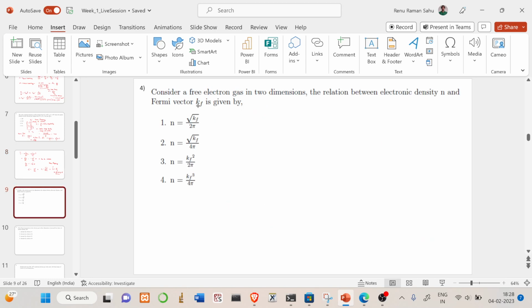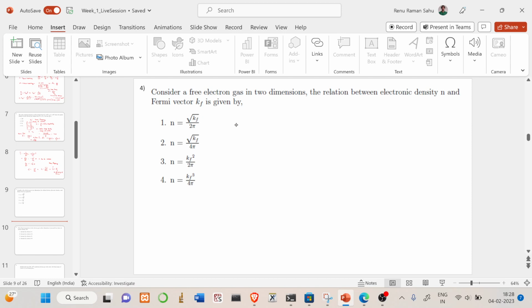Here you have been given a free electron gas in 2 dimensions and the relation between the electronic density n and the Fermi vector kf. To solve this problem you have to understand how we get this electronic density n in a particular dimension. This is one of the questions in your current assignment, so I will give a general outline of the derivation. How do you calculate the number density in any arbitrary dimension?